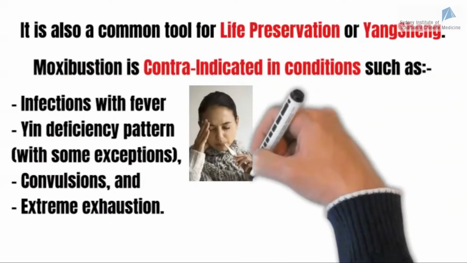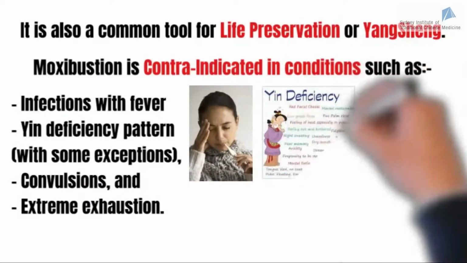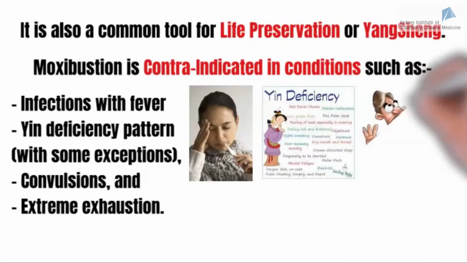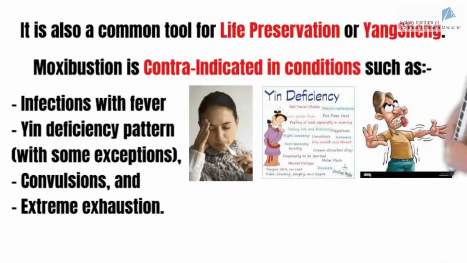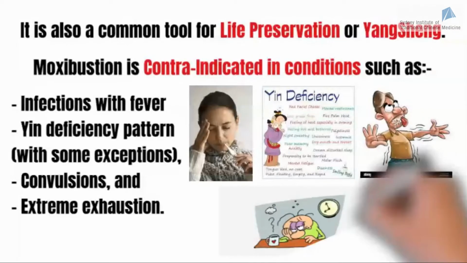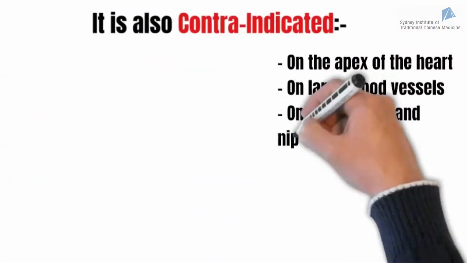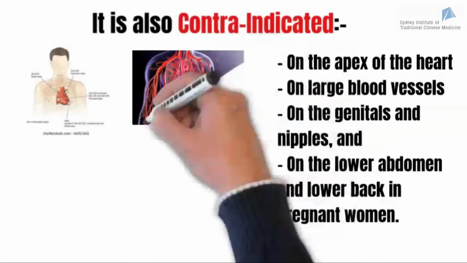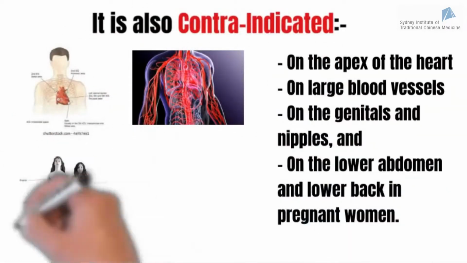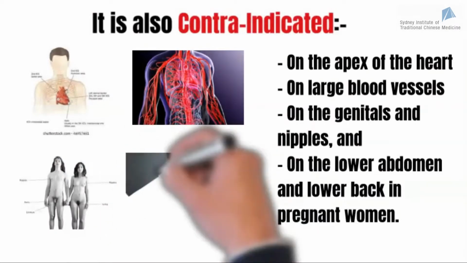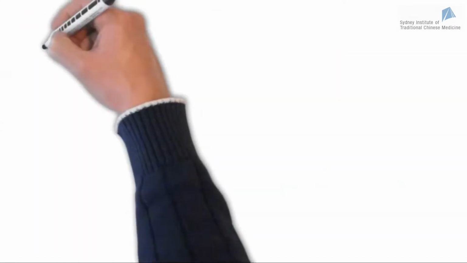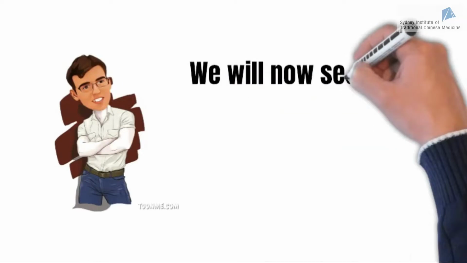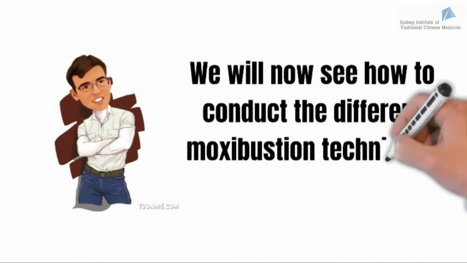Moxibustion is contraindicated in conditions such as infections with fever, iron deficiency pattern, with some exceptions, convulsions, and extreme exhaustion. It is also contraindicated on the apex of the heart, on large blood vessels, on the genitals and nipples, and on the lower abdomen and lower back in pregnant women. We will now see how to conduct the different Moxibustion techniques in the clinic.